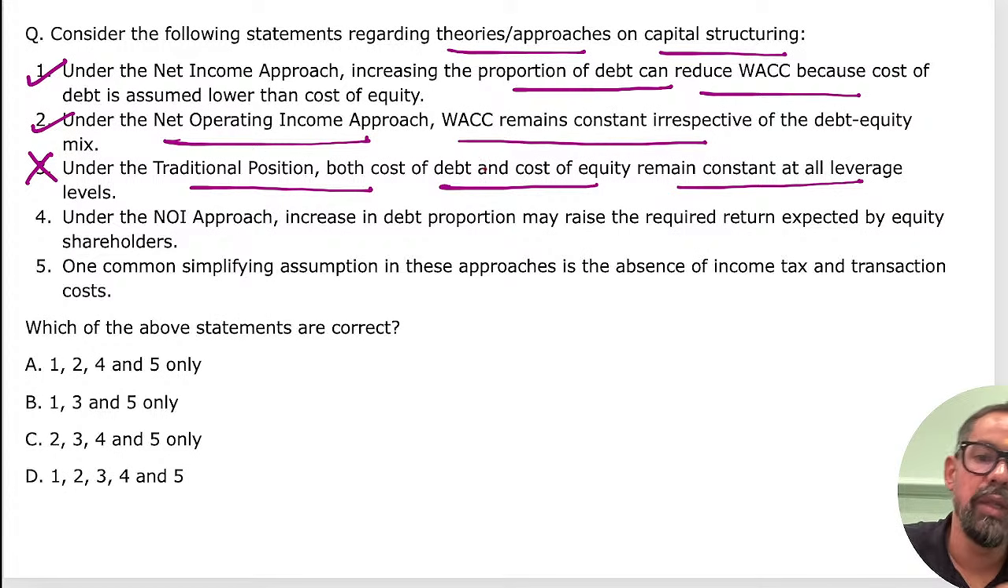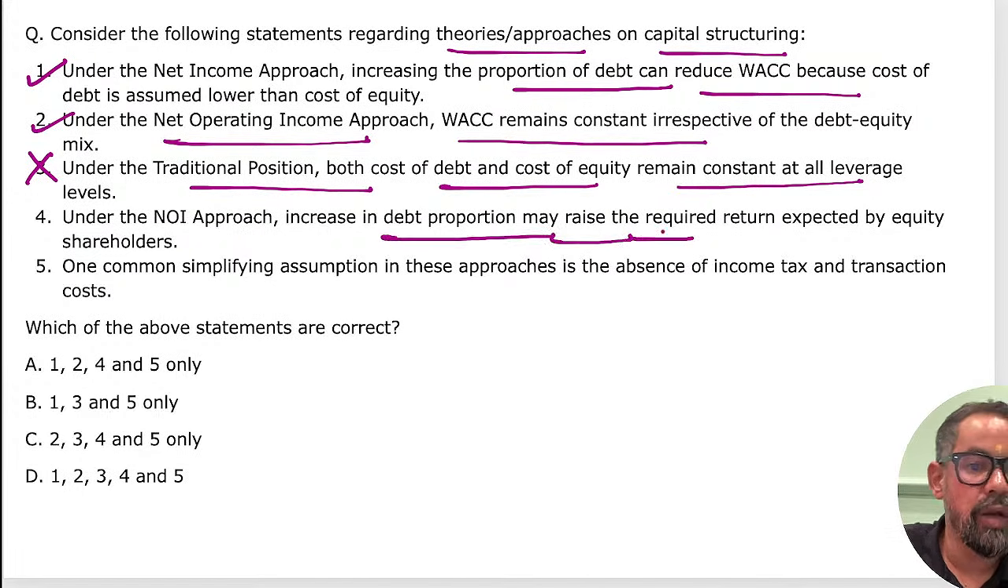This should be, they generally believe in the net income approach only, that proportion of debt should be on the higher side because the cost of debt is low. But what they have said is that it should be higher till some extent. It is not that you keep 100% debt only. It will start showing the reverse or negative impact. Next one, under net operating income, increase in debt portion may raise the required return expected by the equity owners. Yes, that is the drawback.